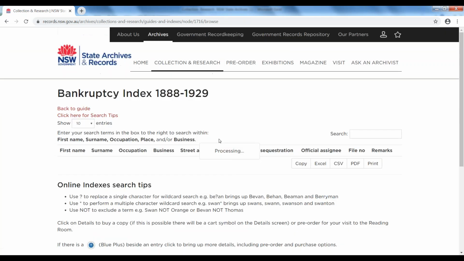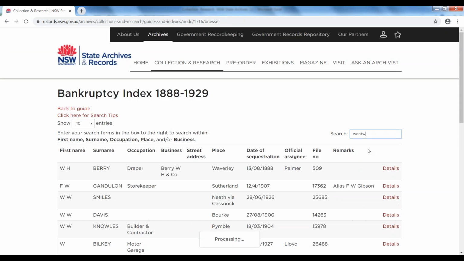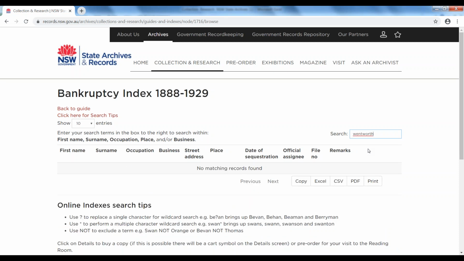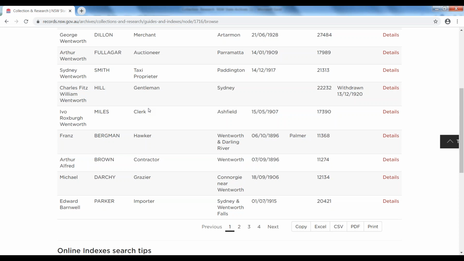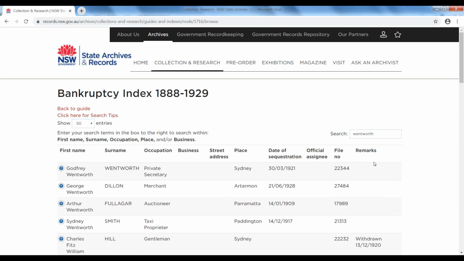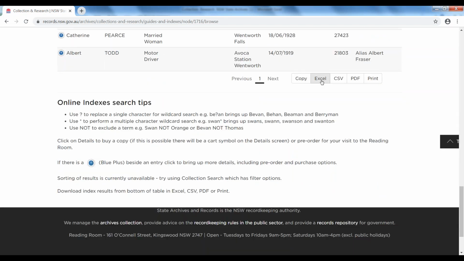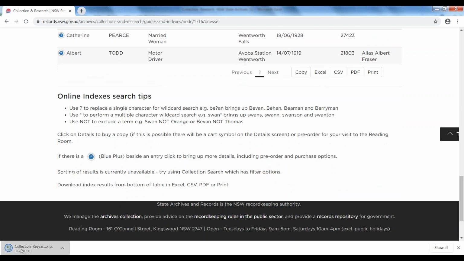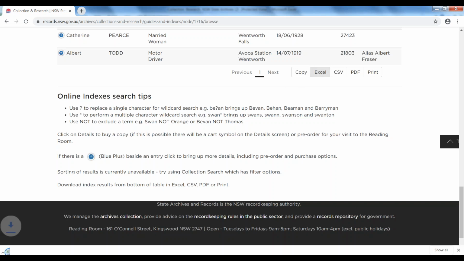Just going to have a look at bankruptcy first, so 1888 to 1929. And look at the town of Wentworth down in the southwest. Again, scroll down. Convert it to 1 page. And then export it as Excel.